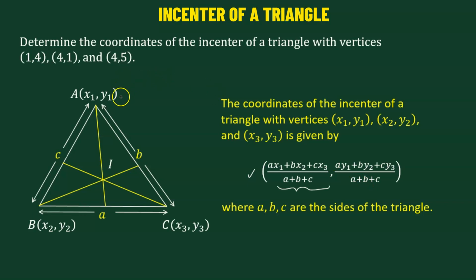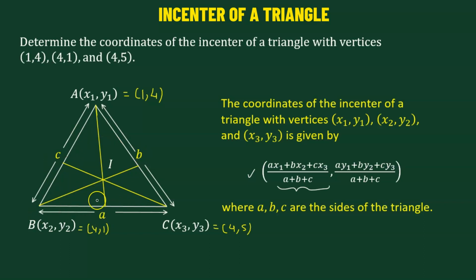In our case, the coordinates of the vertices are provided to us. Let us suppose the coordinate of A is (1, 4), the coordinate of B is (4, 1), and the coordinate of C is (4, 5). Our goal will be to find the coordinates of the incenter. We have the coordinates of the vertices, so we also need to find the lengths of the sides of the triangle. That means we need to find a, b, and c.